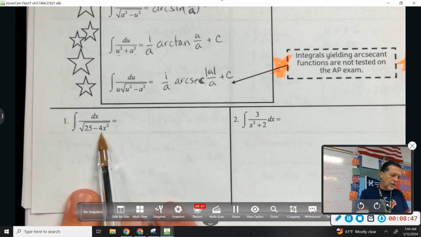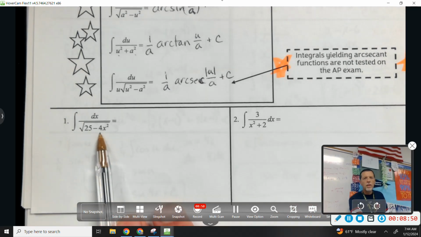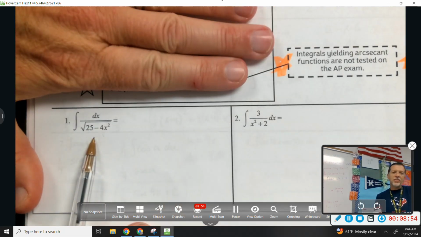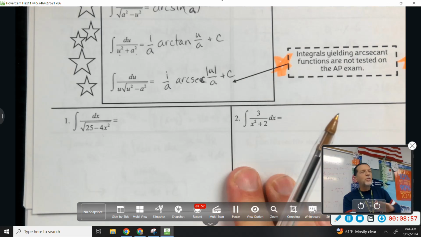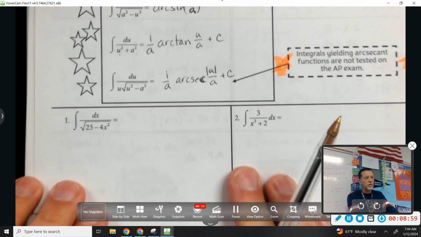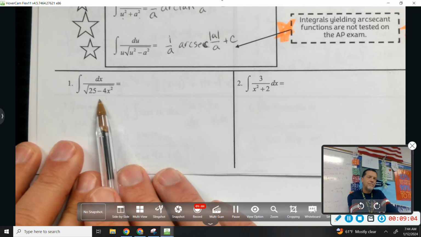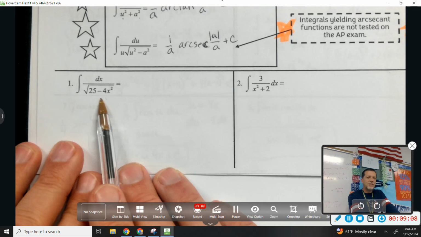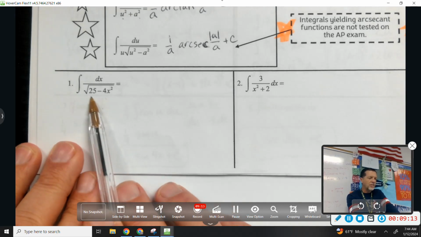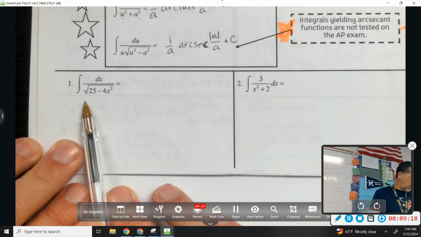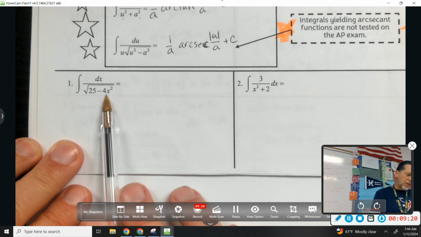Okay, so number 1. Well, what does it look like? I mean, don't even look up here yet. Think back to what we did yesterday. Again, the best way to do antiderivatives is to know your derivatives really well. So what derivative does that look like? See, it's not arctangent, right? The square root means it's either sine or secant, but there's not a number out front, so it's definitely going to be an arcsine thing.